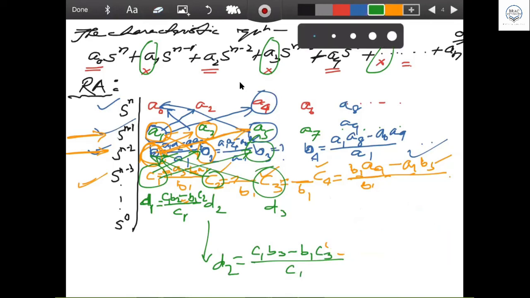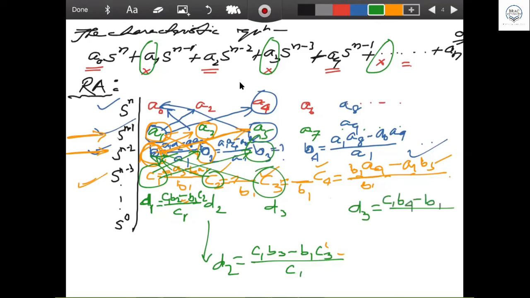Now, can you tell me what D3 will be? Anybody? C1 B4 minus B1 C4, excellent, divided by C1. That's the way, actually, you all understand that this one will be multiplied with this B4, and that one C4 will be multiplied with this B1. And that's the way you have to find your answer for C1.